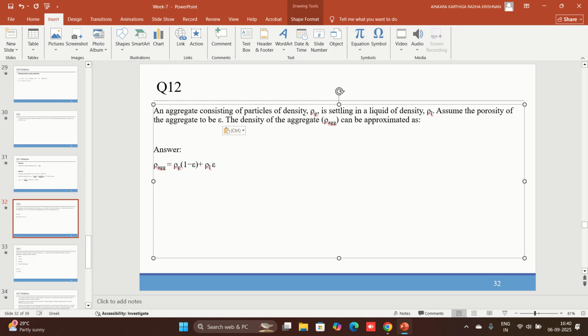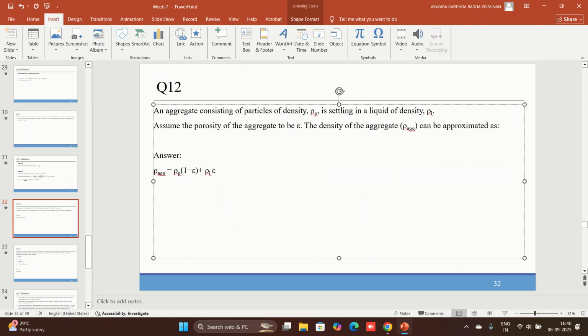An aggregate consisting of particles of density rho p is settling in a liquid of density rho l. Assume the porosity of the aggregate to be epsilon. Density of the aggregate, rho aggregate, can be approximated as dash. So we already dealt with a similar problem in the previous case. There it was rho aggregate is equal to rho p into (1 minus epsilon) plus rho l into epsilon. So this is particle density into volume fraction of particles, and liquid density into volume fraction of liquid. So it is a very simple question.